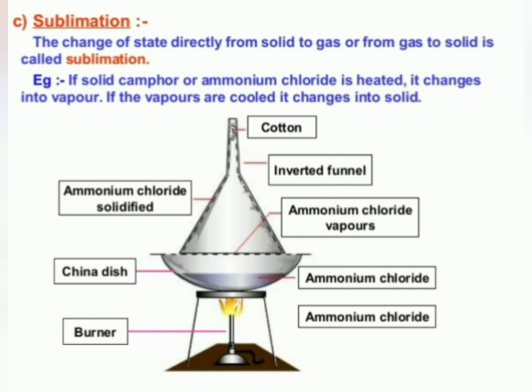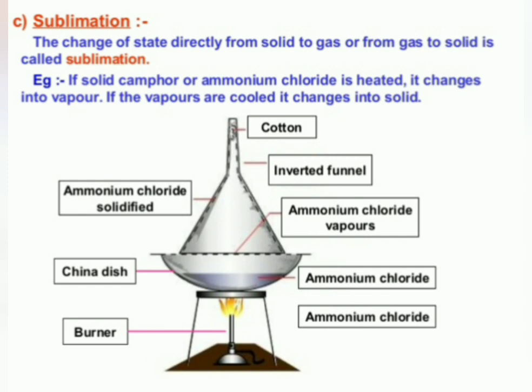Now the aspect we are discussing is sublimation. Think yourself, what is sublimation? The definition of sublimation: the change of state directly from solid to gas, or from gas to solid, is called sublimation. This is a wonderful phenomenon. In the previous class we studied that solids change into liquid and liquid changes into gas. So what about sublimation? Here the substance changes directly from solid to gaseous state without becoming liquid, or from gaseous to solid without becoming liquid. This kind of process is known as sublimation.